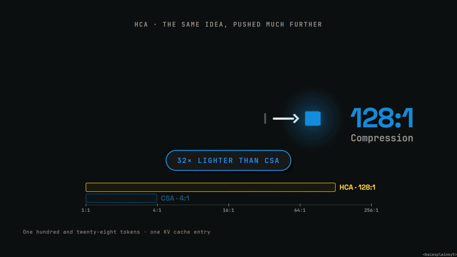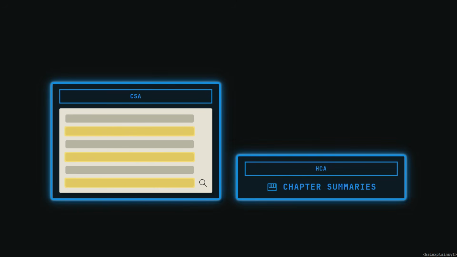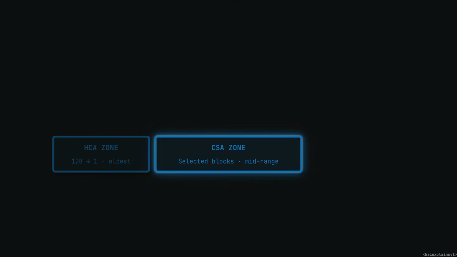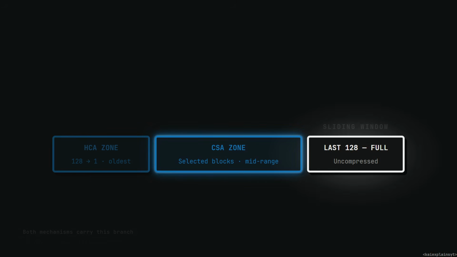Both mechanisms also include a sliding window branch that keeps the 128 most recent tokens as completely normal, uncompressed entries. The tokens you just read are almost always the most relevant for predicting what comes next, so you don't want those compressed early. That leaves 3 timescales of memory running at once. Full uncompressed attention over the last 128 tokens, mid-range context through CSA blocks, long history through HCA summaries. Layers alternate between CSA and HCA across the whole model.